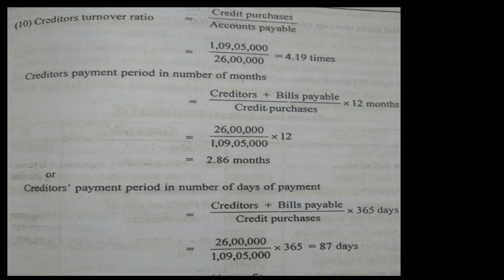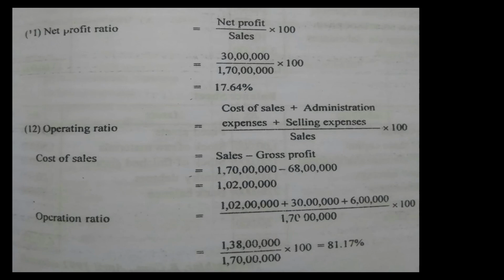Here that is given in a different form, but we use the same formula. For creditors payment period, if it is in months, we will use 12 divided by 4.19 times. If it is days, we'll use 365 by 4.19 times. Then we'll get the answer in days. That's it. The next one, net profit ratio.